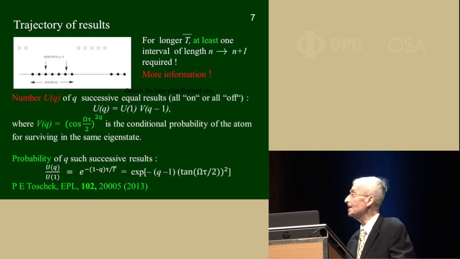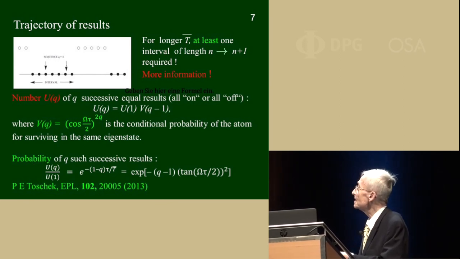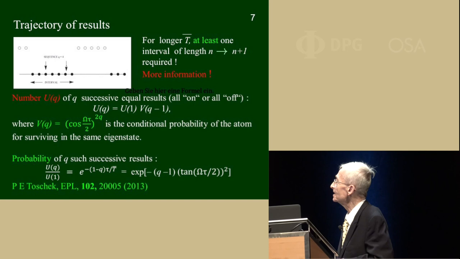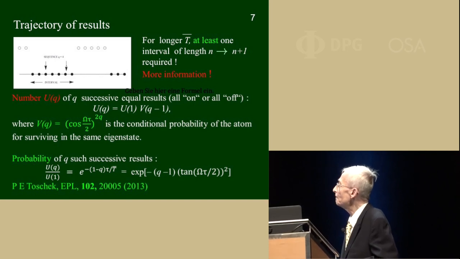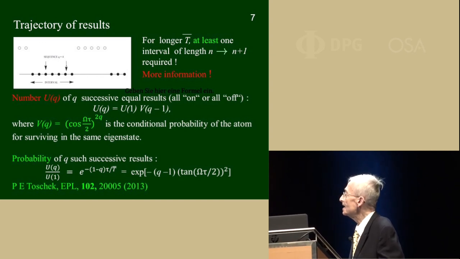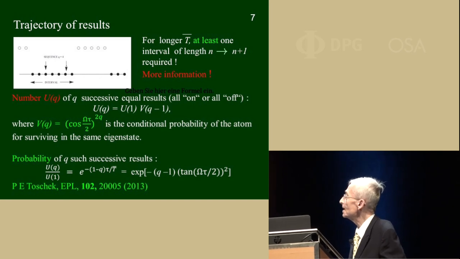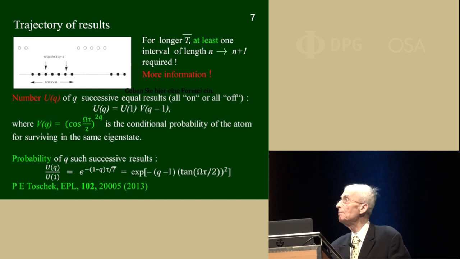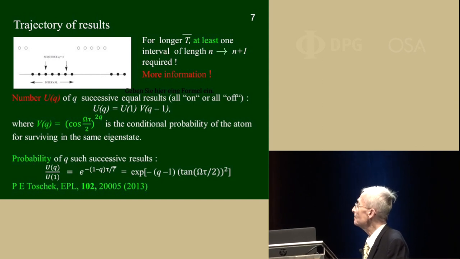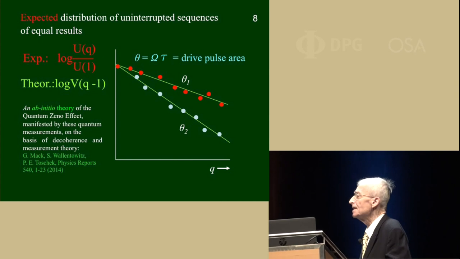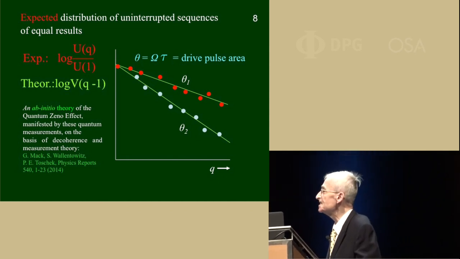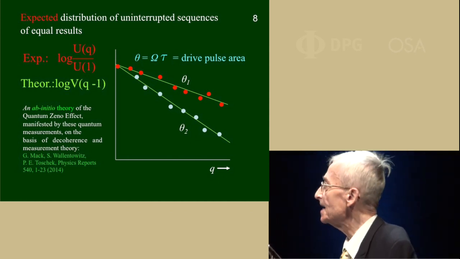And the trajectory of the result looks like this. Results like this mean fluorescence. The dark dots mean no fluorescence, and the probability of Q identical results, be it bright or dark, is given by this simple formula here. And one can do an experiment. This shows the principle of the results one gets as a function of Q, which is the length of a series of measurements with the same results, be it bright or dark.